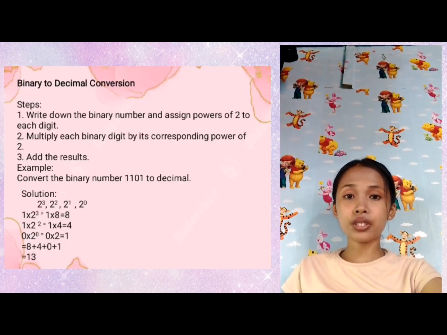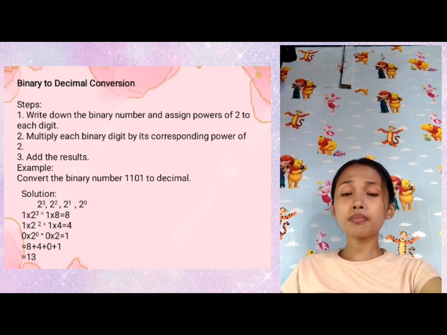Now, let's explore binary to decimal conversion. Here are the steps to follow when converting a binary number to decimal. Step 1. Write down the binary number and assign powers of 2 to each digit. Each position in a binary number corresponds to a power of 2 starting from the right. Step 2. Multiply each binary digit by its corresponding power of 2. Then step 3. Add the results.